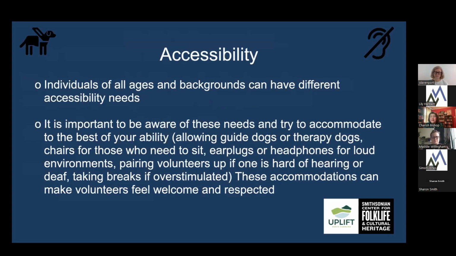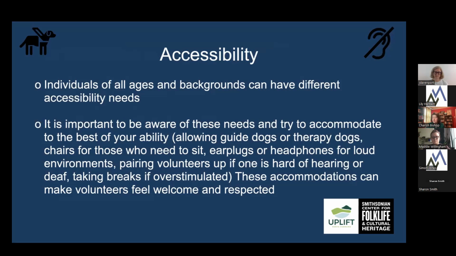as you are getting volunteers in and planning your events, you really need to think about accessibility for all of your volunteers that come in. And there's going to be a future session that really dives into this with our accessibility team. They are amazing. Listen to everything they say. But everyone of all ages and backgrounds can have different accessibility needs, and they should be able to come in and volunteer in any role that they feel comfortable, such as allowing guide dogs.